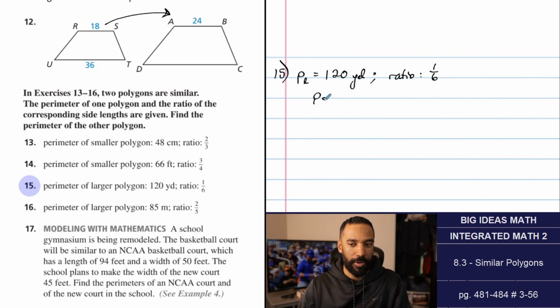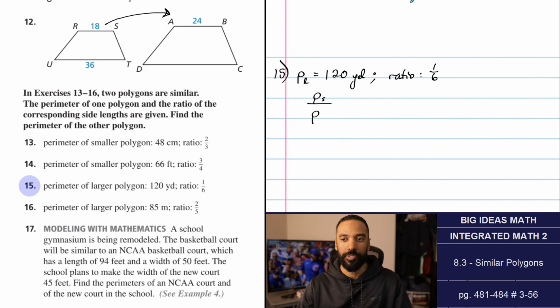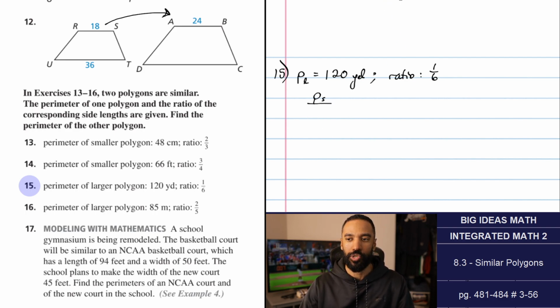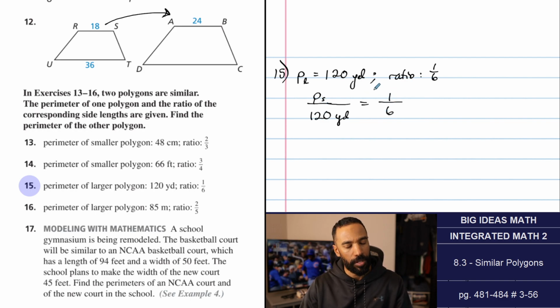I need to find the perimeter of the smaller one. I'm going to put that on top. Whoops, I don't need to put it on top, but I'm going to compare it to the 1 to 6 here. So perimeter of the smaller over 120 yards is going to be equal to that 1 to 6, because this is small over large, small over large.